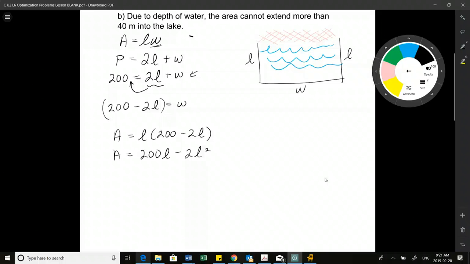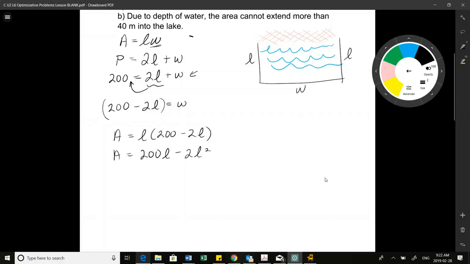So again, anytime we hear maximum, minimum, stuff like that, we're thinking about the first derivative. There's one thing that I know about this function right now. It's already set up as a quadratic, right? It has L squared, that's the highest degree. And I can see that that quadratic is opening down. So I must have a maximum on this function.